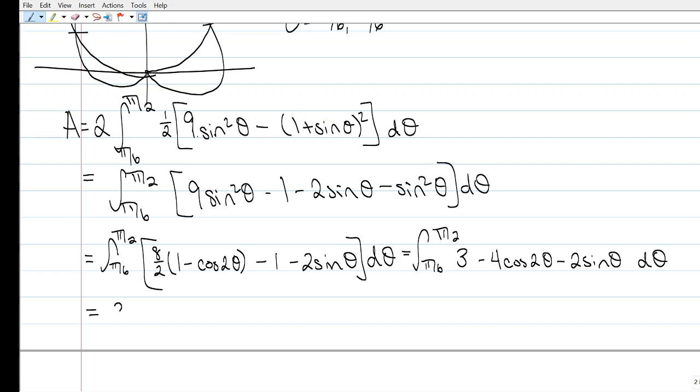Quick integration would give us 3 theta minus 2 sine 2 theta plus 2 cosine theta, evaluated between pi over 6 and pi over 2. Once you compute this, you should get an answer of pi.